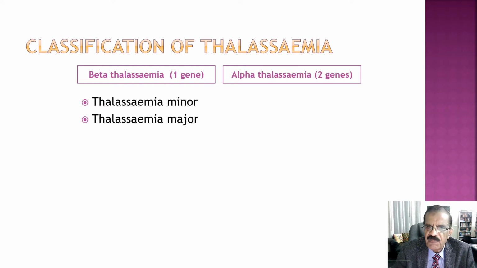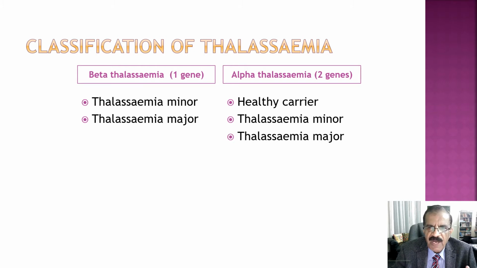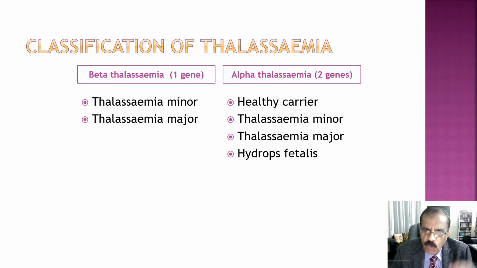Then we have alpha thalassemia. Alpha thalassemia is because of the abnormality in the alpha chain, and the alpha chain requires two genes. So there would be a much more diverse situation here. On one hand, there may be an absolutely healthy-looking carrier. They have an abnormal gene, but their HB may be normal, and everything you check may be normal. Then thalassemia minor, thalassemia major, and then hydrops fetalis. So there is one gene abnormality, two gene abnormality, three gene abnormality, and then all four genes are abnormal. So you have four different grades of alpha thalassemia.